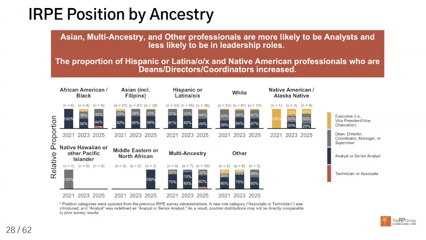And when we look at it by ancestry, a couple of things here. Asian, those who identify as multi-ancestry or indicated other, were more likely to be analysts and less likely to be in leadership roles. And the proportion of our Hispanic, Latino, Latinx, and Native American professionals who are at that dean, director, coordinator level has increased.